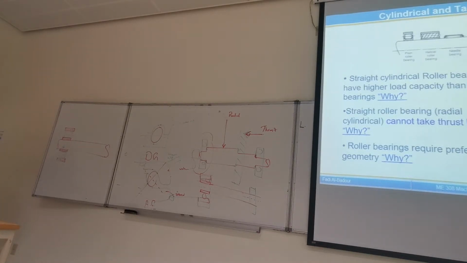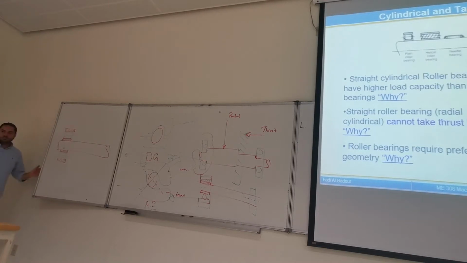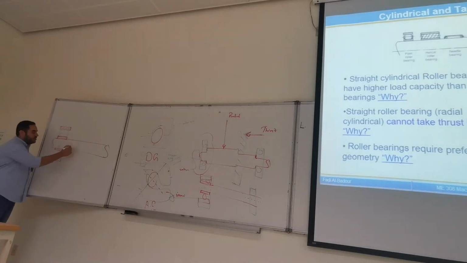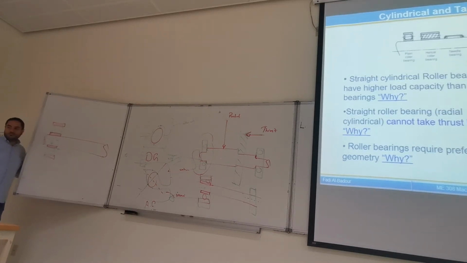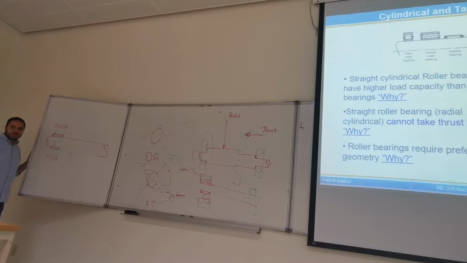Now the second point is that a straight roller bearing cannot take thrust load. Why? It will slide out. Here the radial load is perpendicular to the rolling contact surface, right? Now if I look at the thrust load, it is parallel. So what will happen? The roller will slide out rather than roll. Now if the rolling element is not rolling in the direction of the load, it means it's not carrying the load. It will start to slide.